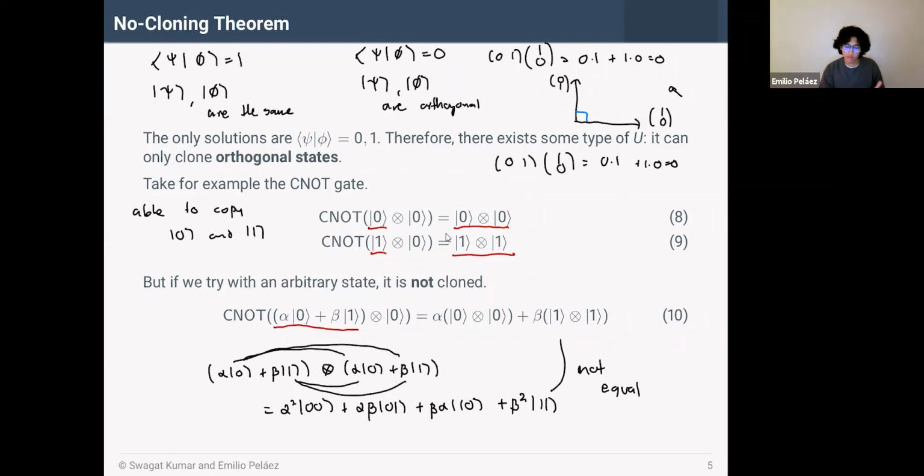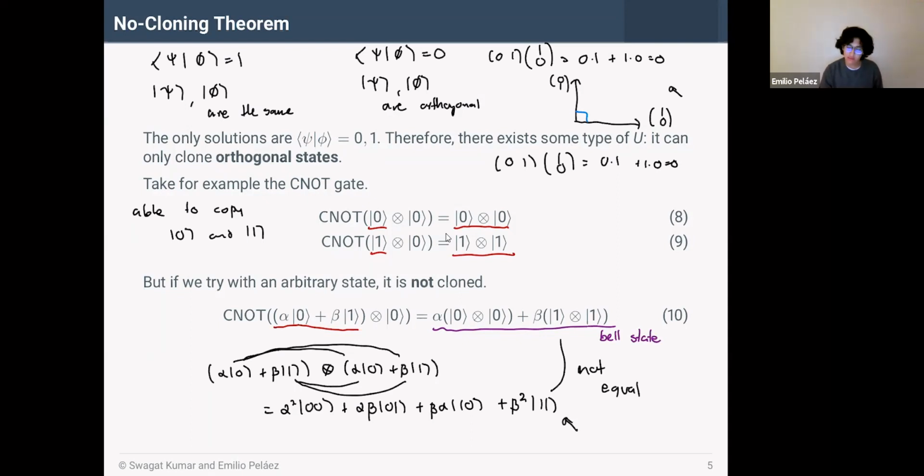And when we tried it with an arbitrary state, which just means some alpha value for 0 and some beta value for 1, we saw in equation 10 that we do not get two copies of the quantum state. We got this, which is just the Bell state. And the Bell state is not equal to the two copies of the arbitrary quantum state.